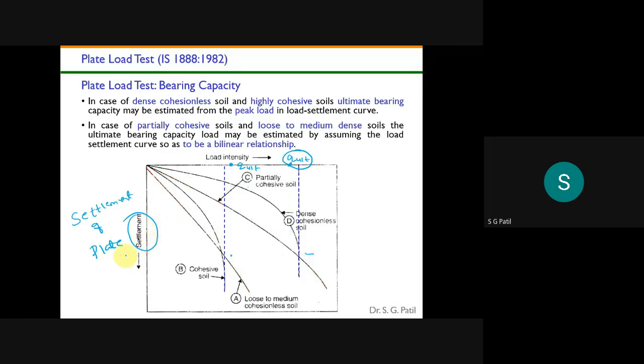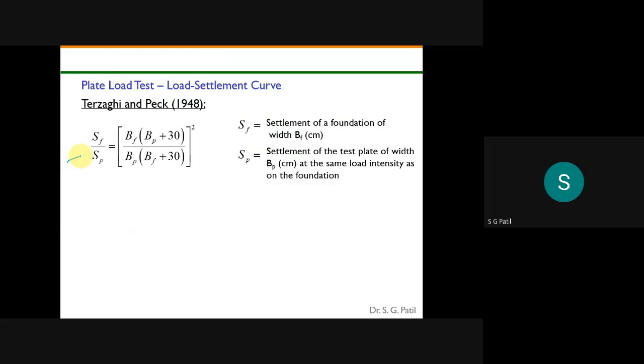Okay, so to extrapolate that settlement of the foundation, I have to use this formula. What is this one? Settlement of the footing, F stands for footing, divided by settlement of the plate, is equal to breadth of footing upon breadth of plate, whole square. You have to use this equation, which is given by Terzaghi and Peck in 1948.